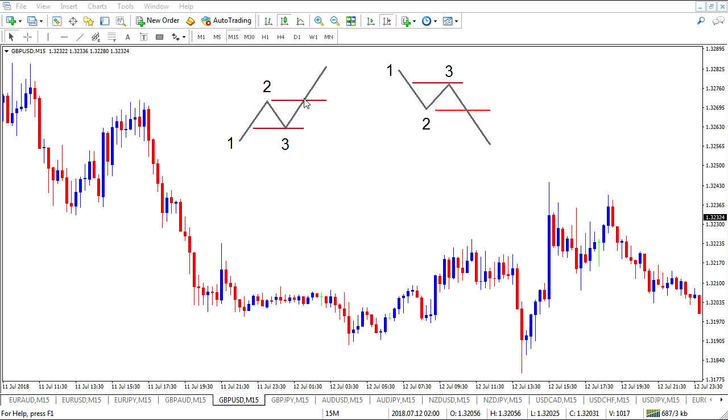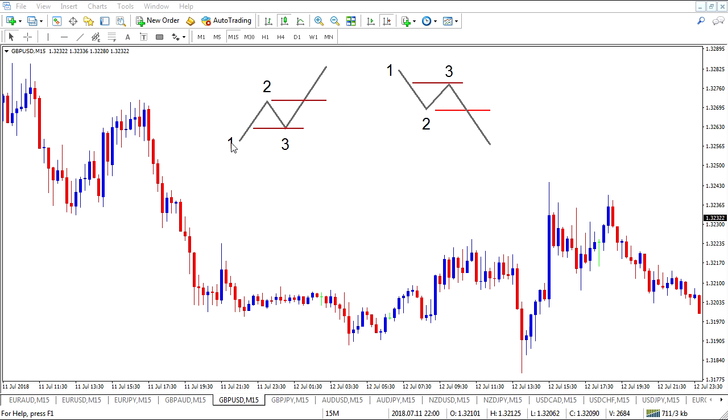And as soon as it breaks that point 2 area of resistance, we can place a buy trade. So as soon as it tags 1 pip above point 2, we can go long. And generally how this is traded is the stop loss will go underneath point 3 and our take profit would be 1 to 1. So whatever the distance is between our entry and point 3, we would aim for as a target. Let's take a look at an example of that on the chart.